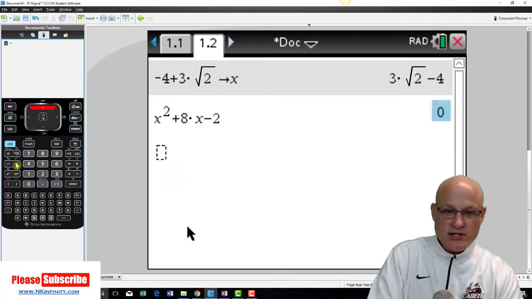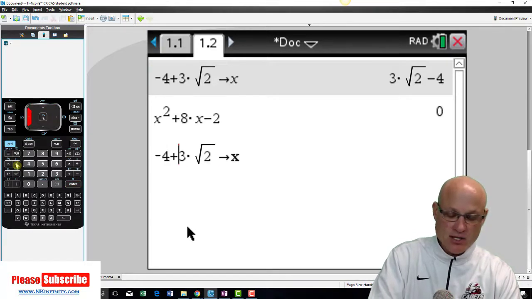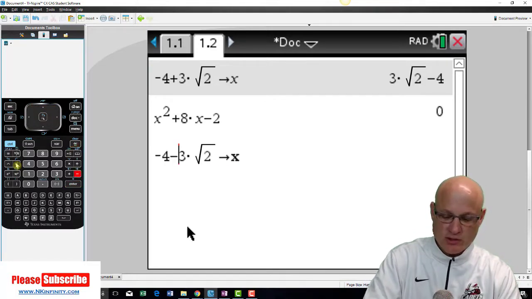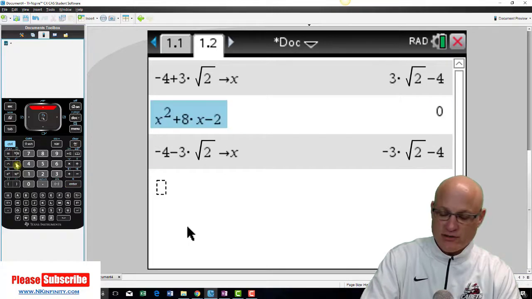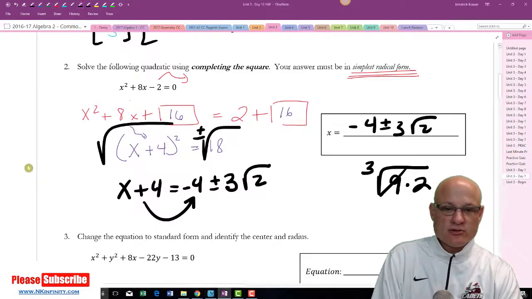And you can check the other one if you want. Just change this to a minus. It'll work. If one works, they're both going to work. Press enter. Not always, though. You don't want to get in the habit of doing that. Sometimes they don't. There they go. Oh, there's the right answer for that.